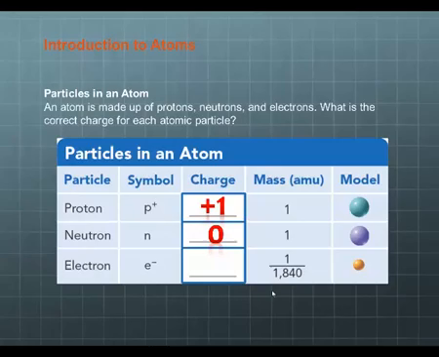An electron, its symbol is e-. Its mass is 1/1840th, and its charge is -1.